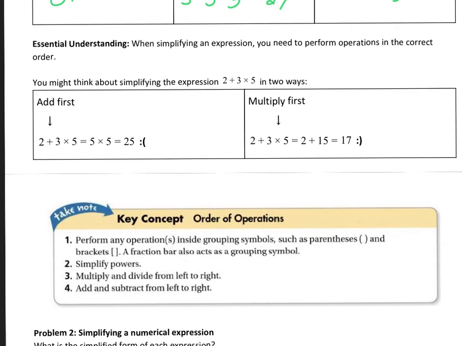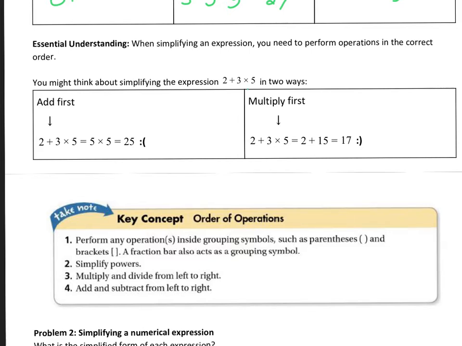So, big thing here in our essential understanding is thinking about simplifying an expression and we're performing that order of operations. And I believe you have some exposure to order of operations, so hopefully this feels a little bit like review. There's really two operations happening here, and you have to do those operations in the correct order.